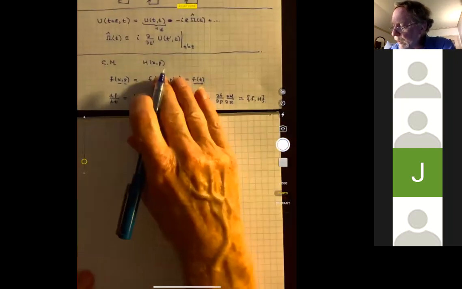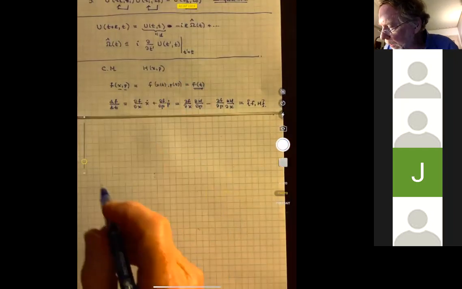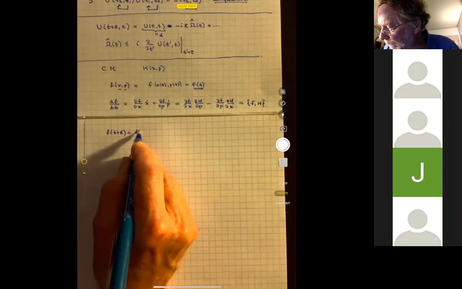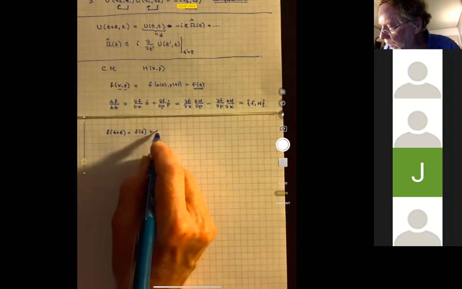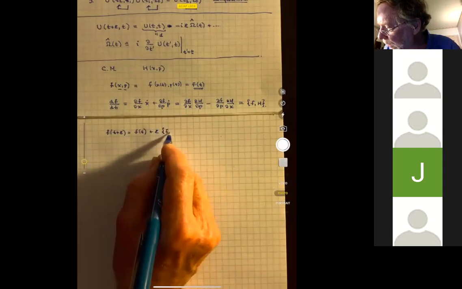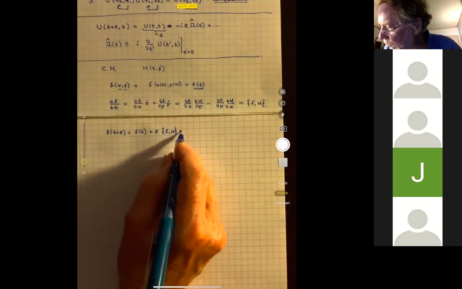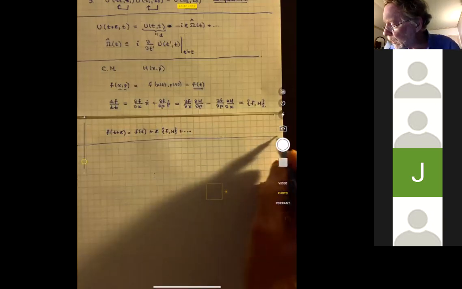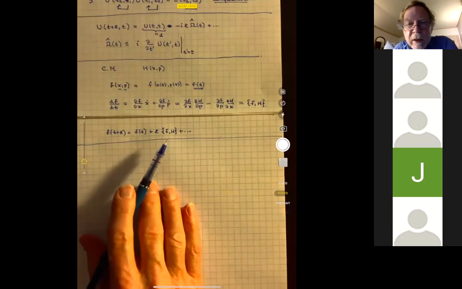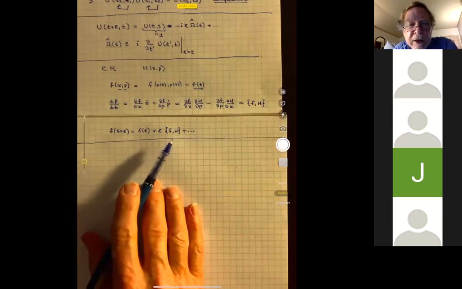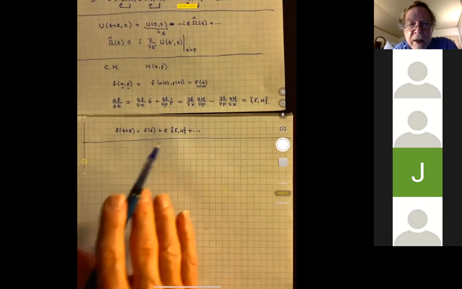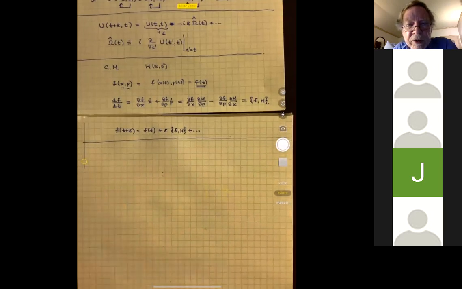And so if I put this together, then what we have is that f of t plus epsilon is equal to f of t plus epsilon times the Poisson bracket of f with the Hamiltonian h. And then, of course, there are higher order terms. And as I say, this is all purely classical mechanics. But like what we did earlier with momentum, this is the justification given within classical mechanics for regarding the Hamiltonian as a generator of time translations.